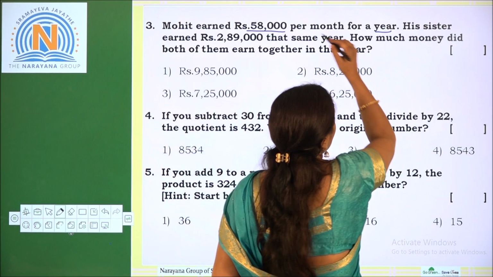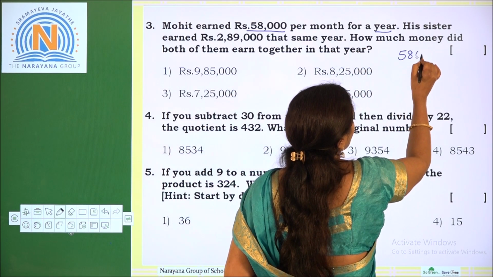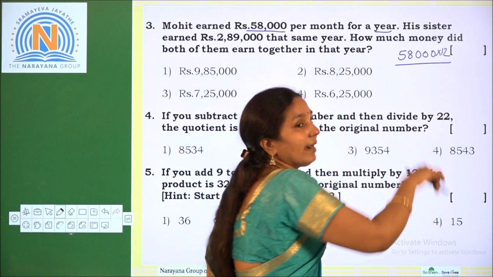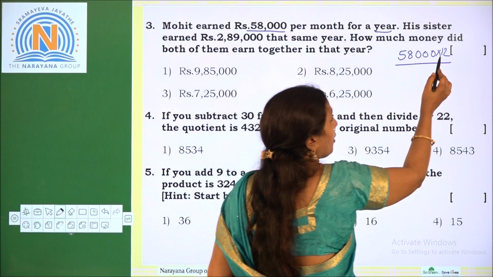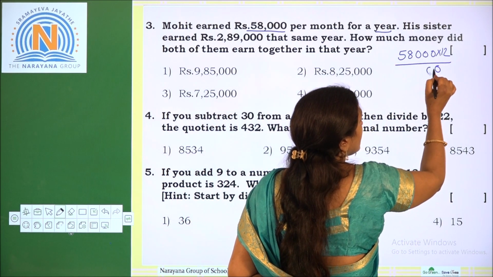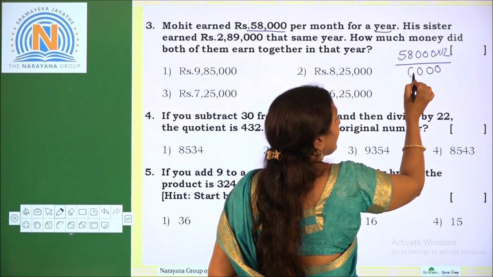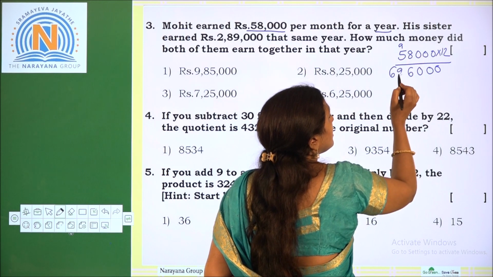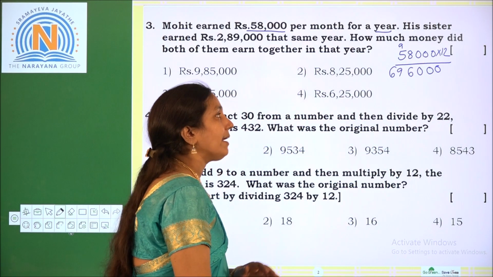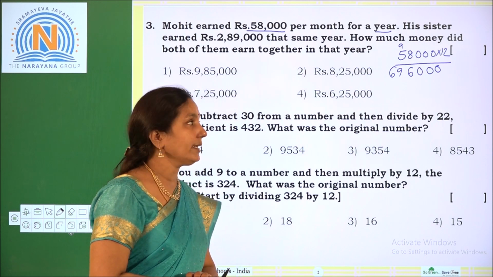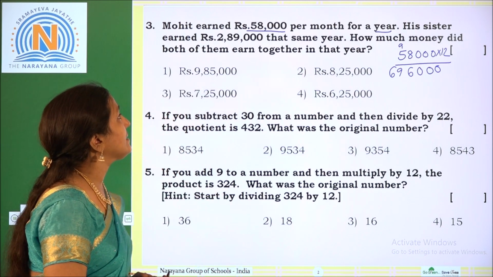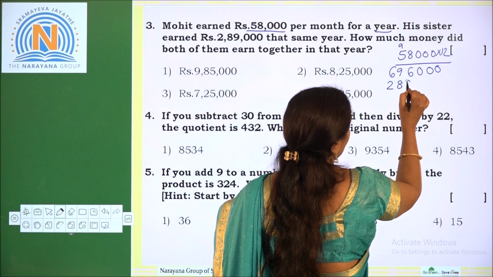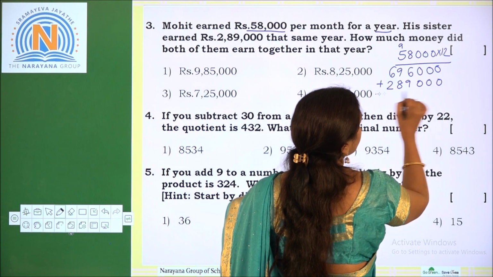Per month he earned 58,000 and per year equals 12 months. Now multiply, you will get the 1 year amount. 12 zeros are 0, 0, 0. 12 8s are 96, 9. 12 5s are 60 plus 9 is 69. So you got 6,96,000 per year. Now how much did his sister earn in a year? 2,89,000. Now add the two amounts.